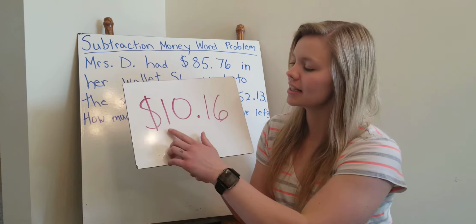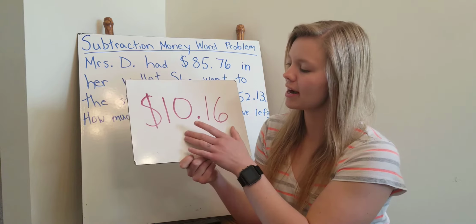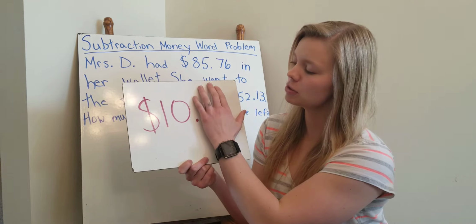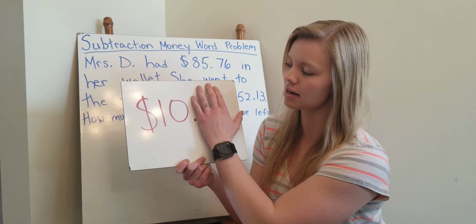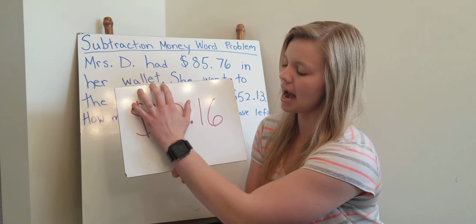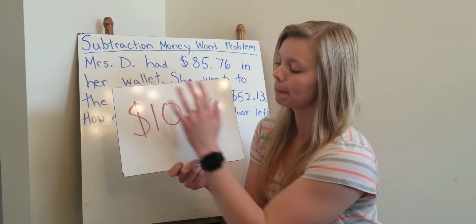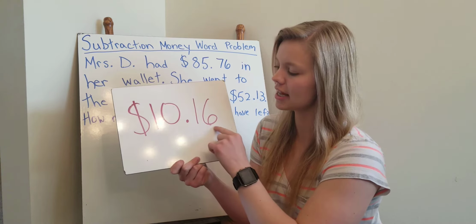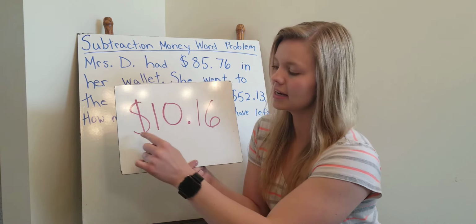So this right here says $10.16. Remember that when we write out money, we always have a dollar sign and a dot, okay? The first part before the dot is the dollars part. So this is $10. The next part after the dot is the cents part. So this would be 16 cents. We don't have to do the cent sign because we know that after the dot, this part is cents. When we see this dot, we say the word and, okay?